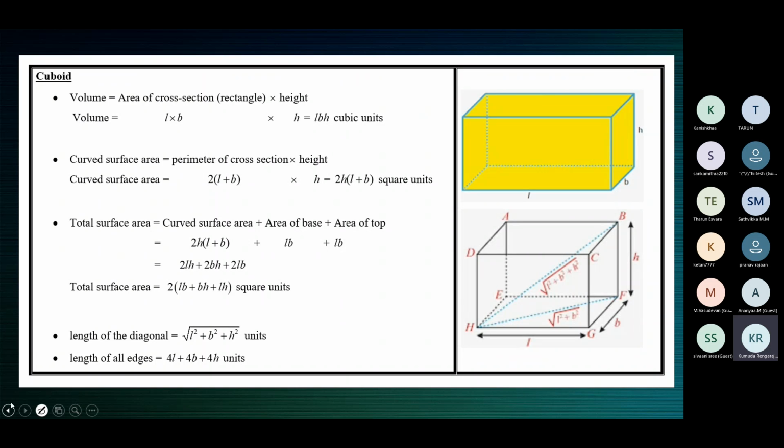As we define volume, volume is equal to area into height. So the cross section is a rectangle. The area of the rectangle is L into B, into height of the cuboid, which is H. Volume of the cuboid is equal to area of the cross section into height. Cross section is a rectangle, its area is L into B, height of the cuboid H. So L into B into H, LBH cubic units. Volume, so cubic units.